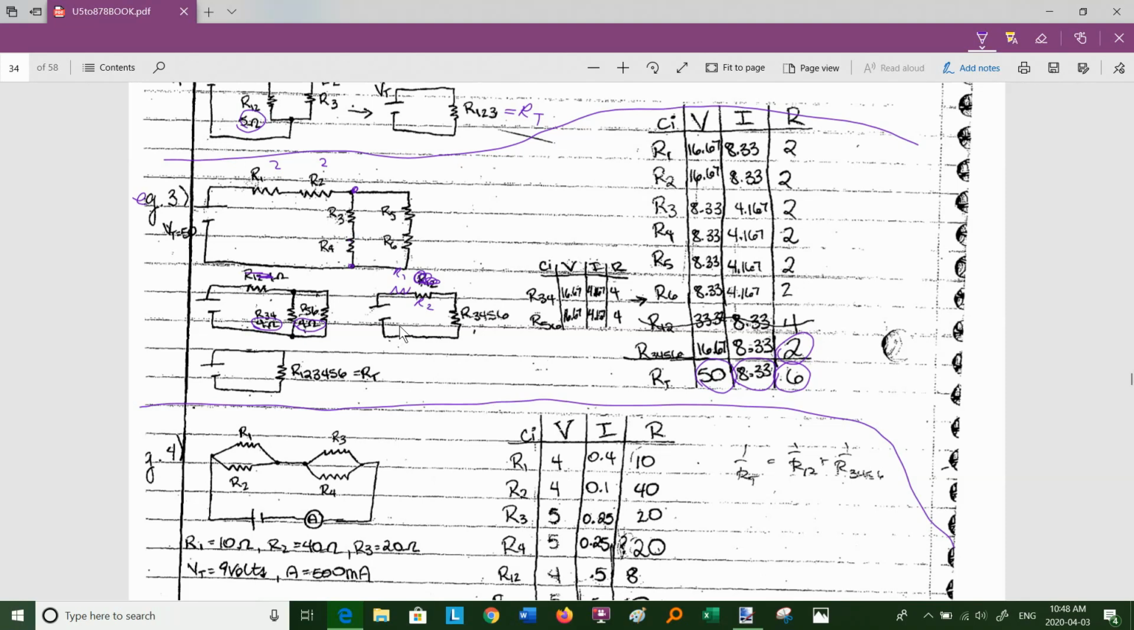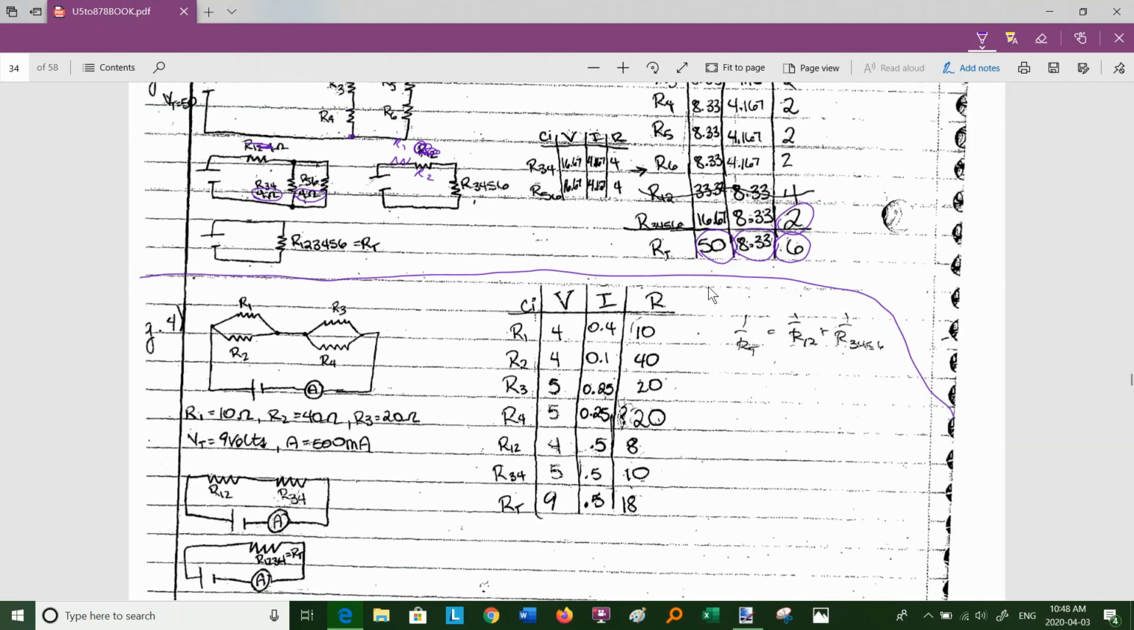And now we just spin it around backwards here. R34 is going to have half of the voltage, so 8.33, 8.33. R5 and R6 are going to be the same, 8.33, 8.33, because the total 16.67 across both branch 3-4 and branch 5-6. And so once I know the voltages, I can get the currents through all of them. So that was example 3.